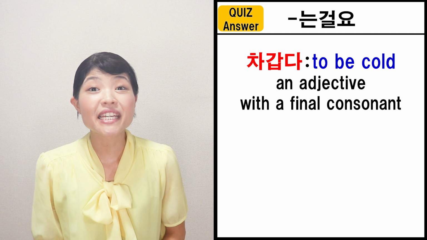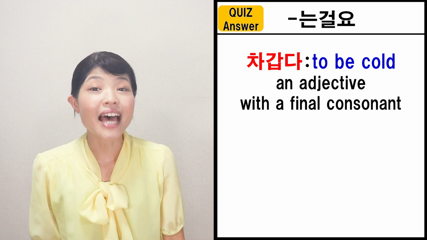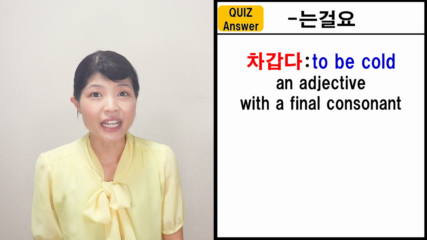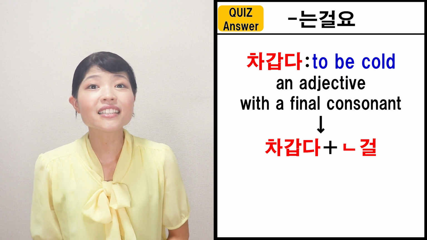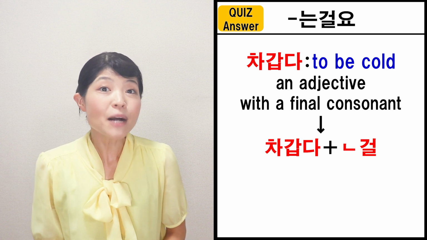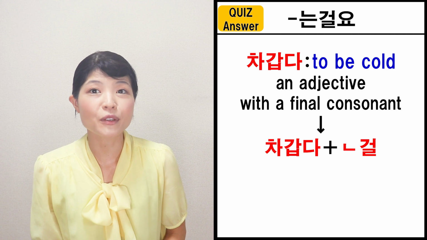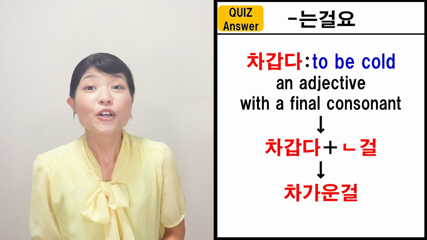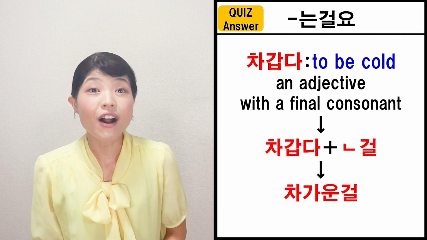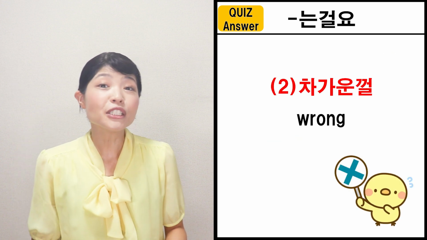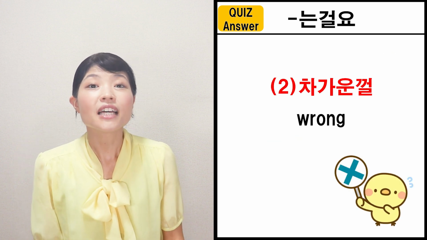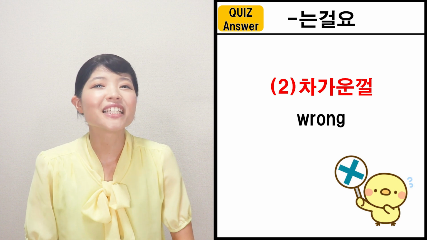차갑다 is to be cold. 차갑다 is an adjective with a final consonant. So you use 니은 걸. Also, 차갑다 is a 비읍 irregular word, right? So you make 차가운 걸. Okay? Number 2 is wrong because 차가운 걸 does not even exist.